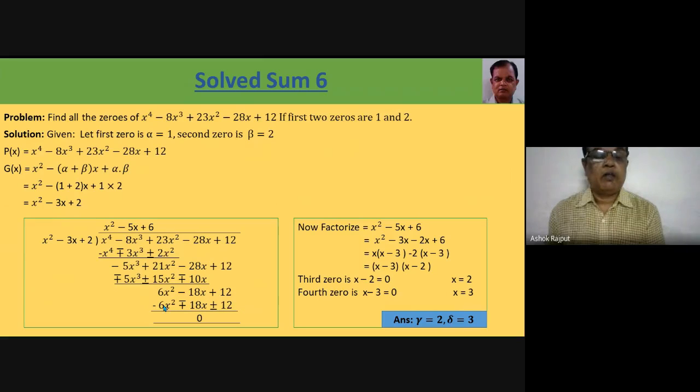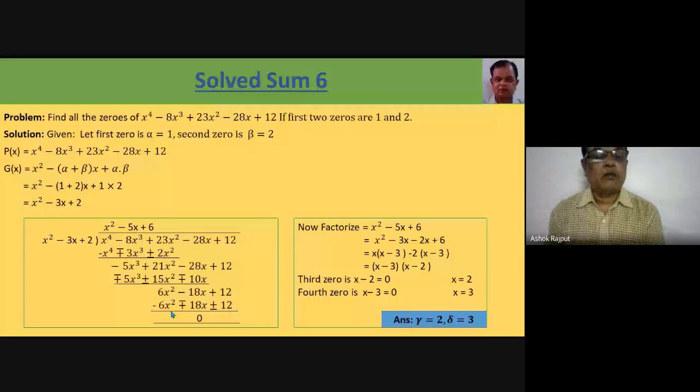12. Now we will multiply again, compare the first term to the first term, and multiply by 6 all these three terms. Now minus 6x square minus 18x plus 12. Now we will change the sign, it is minus, it is plus, it is minus. Now we are seeing all terms are equal and opposite, so it will be cancelled. So its quotient is x square minus 5x plus 6.